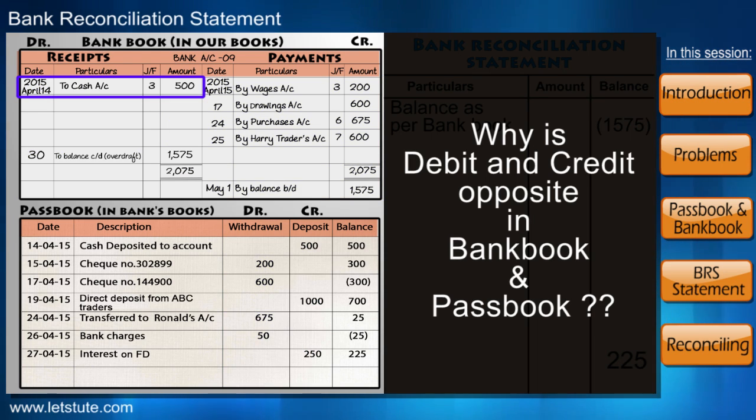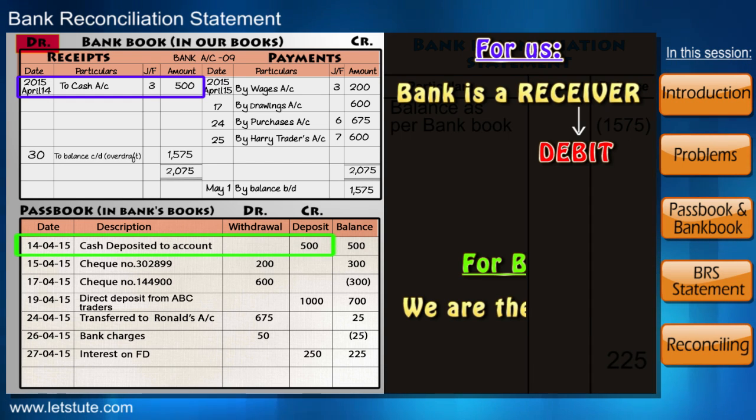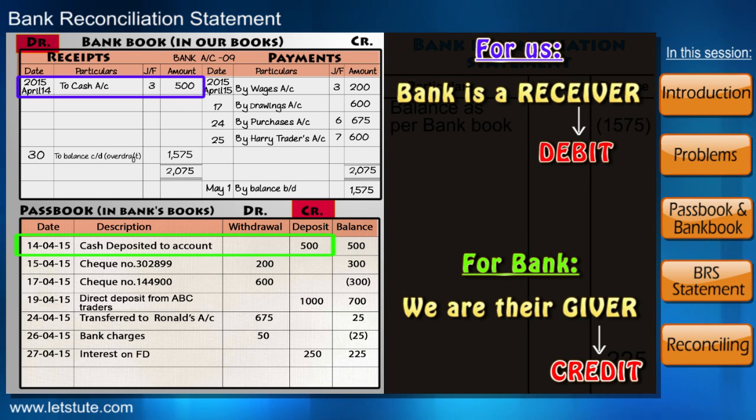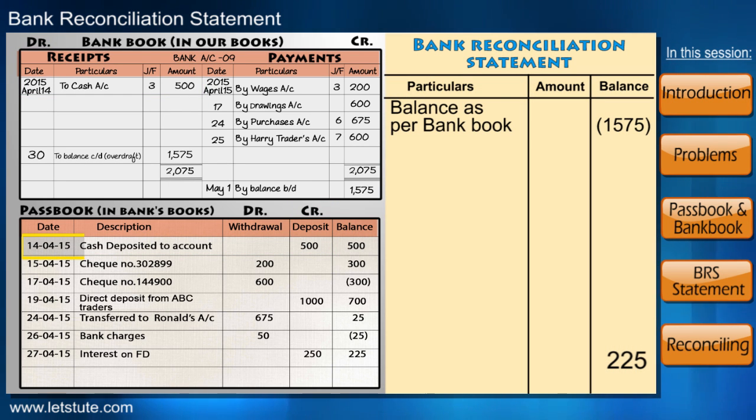When we deposit cash, the bank becomes the receiver from our point of view. So we debit the bank, as we debit the receiver. But from the bank's point of view, they are givers. So they credit our account. Credit the giver.